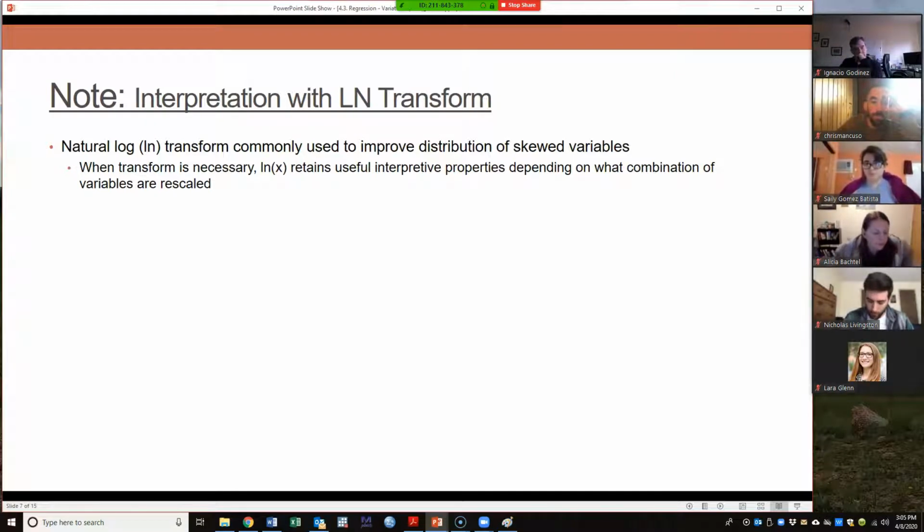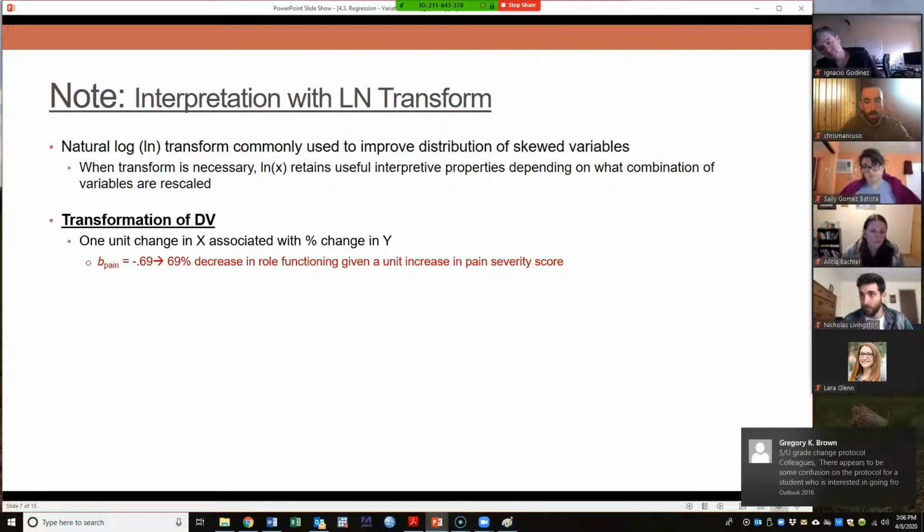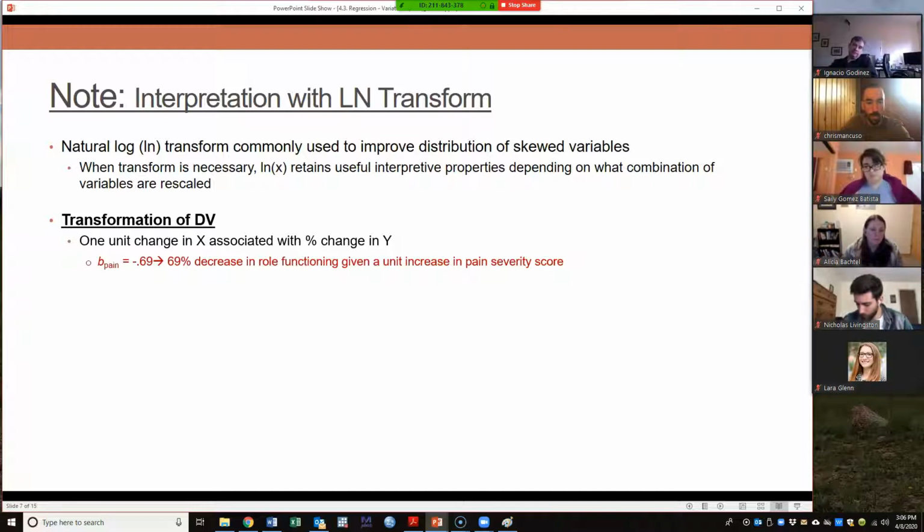The reason that, if we need to transform for skew, the natural log is kind of nice is because it retains some interpretive properties. And those interpretive properties are dependent on what combination of X and Y is being transformed. So if I transform my outcome, as we did in this set, I log transform my outcome, and then I regress the log transform of my outcome onto my predictors. I still have a transformed variable, but normally we would say a unit change in X is associated with a unit change in Y. But if I log transform my outcome, I can now interpret my unstandardized coefficients as reflecting the expected percent change in Y given a unit change in X, okay?